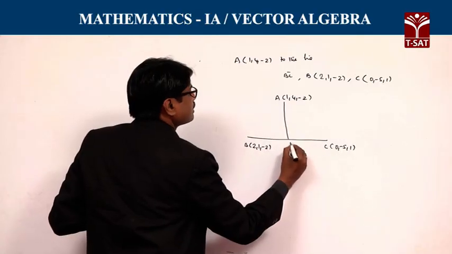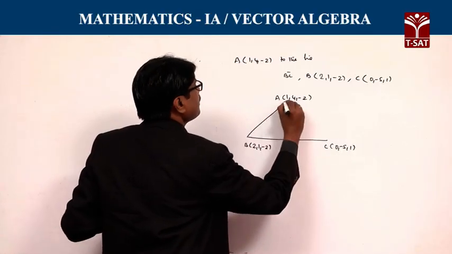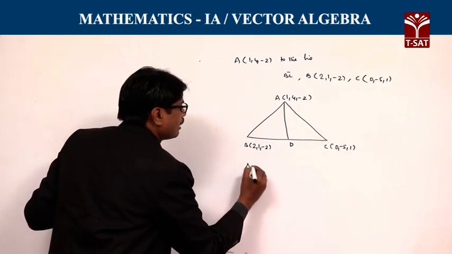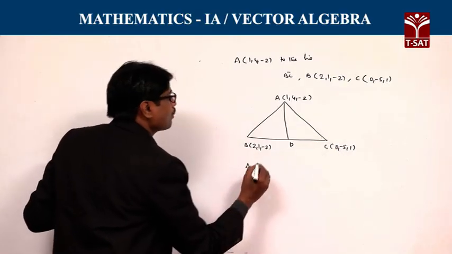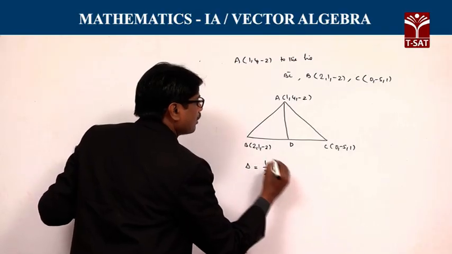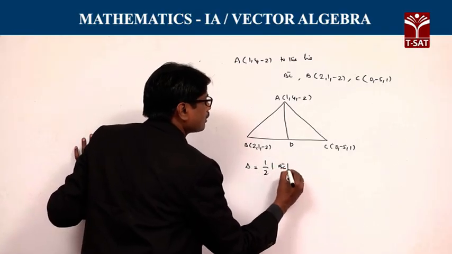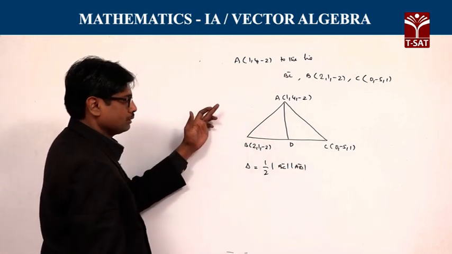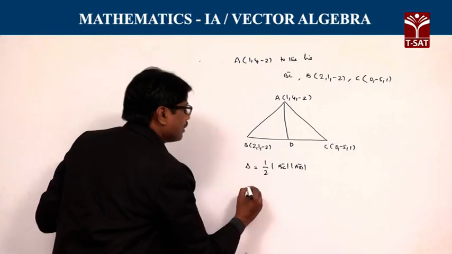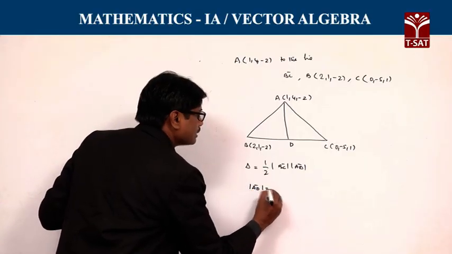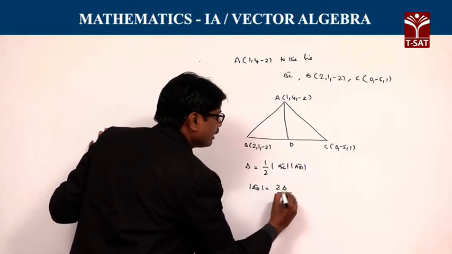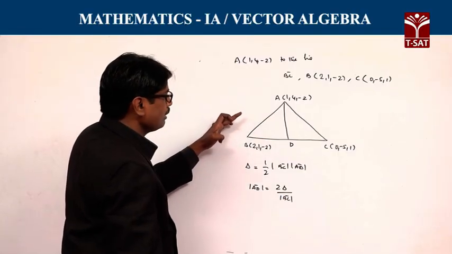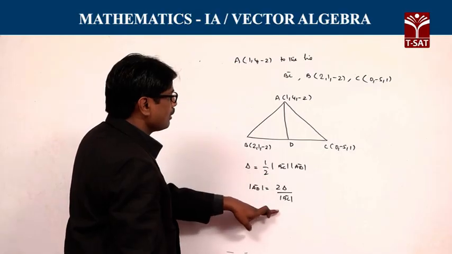Find the perpendicular distance AD. On joining ABC, a triangle will be formed. Area of the triangle delta is equal to 1 by 2 times mod of BC bar into AD bar, that is base into height. So, we want AD bar. Mod of AD bar will be is equal to 2 delta divided by mod of BC bar. First find the area of the triangle followed by mod of BC bar.